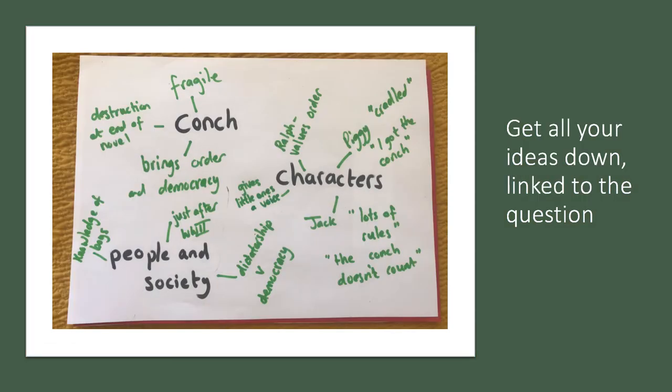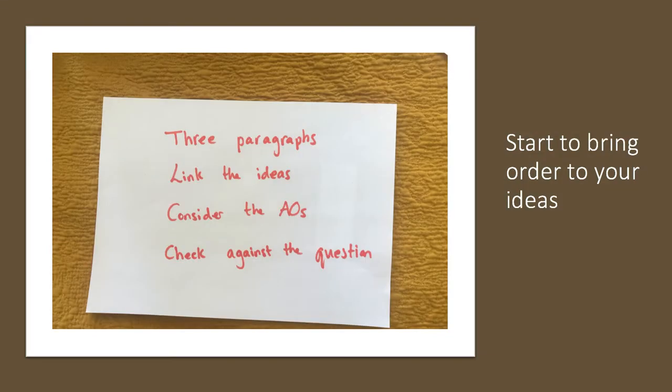So anything to do with the characters and people in society, you've got to have a firm link to the conch. So here I've just dumped down a load of ideas that are linked to the question, whether it's about the fragility of the conch or how Jack reacts to the conch, what Golding might be saying through his use of the conch in the novel, but I've just sort of popped everything down that I can think of. Some of it may get used, some of it may not.